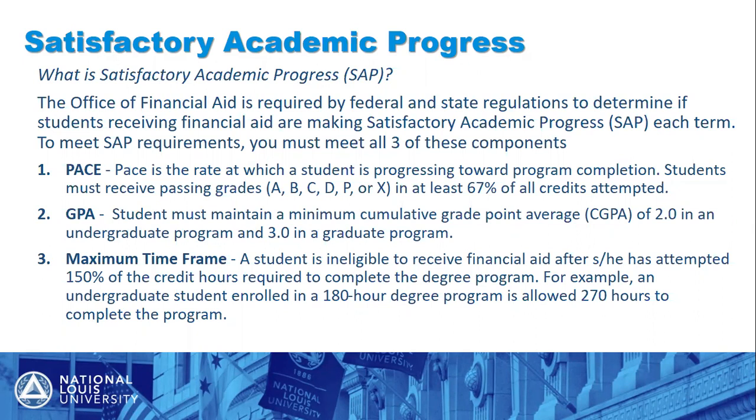GPA is the second component. Students must maintain a minimum cumulative GPA of 2.0 in an undergraduate program and 3.0 in a graduate program. The third is going to be maximum time frame. A student is ineligible to receive financial aid after they have attempted 150% of the credit hours required to complete the degree program. For example, an undergraduate student enrolled in a 180 hour degree program is allowed 270 hours to complete the program.